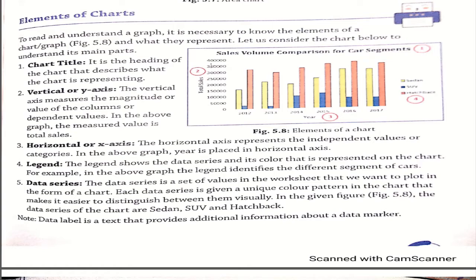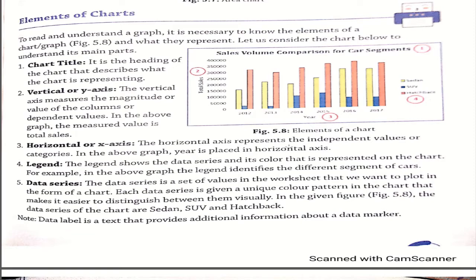So total sales, this part is your what? Your vertical or y-axis. Obviously, if this is your y-axis, then this could be what? Your x-axis. So the x-axis is known as what? Your horizontal axis. It represents the independent value or categories. In the above graph, year is placed as your horizontal axis.